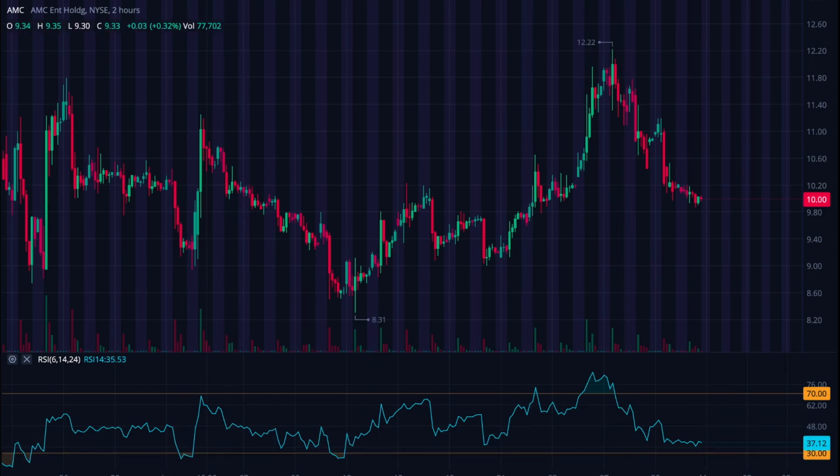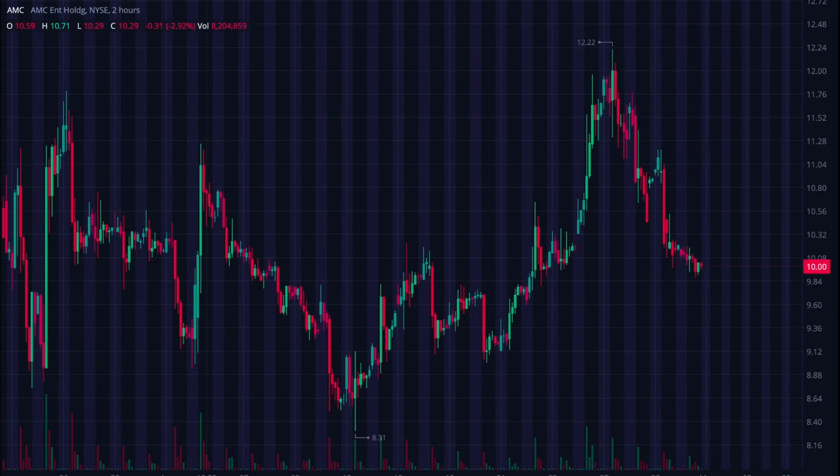But if you look at the trend line from this low on the RSI, it is potentially coming up a bit. So could be some good bullish signs here for AMC on the 2-hour chart.